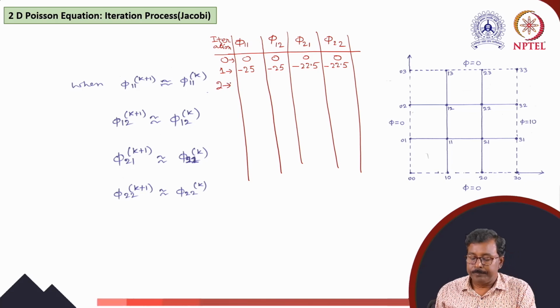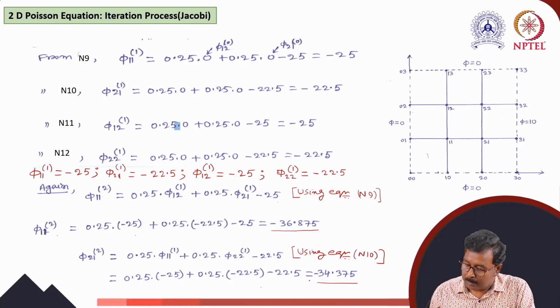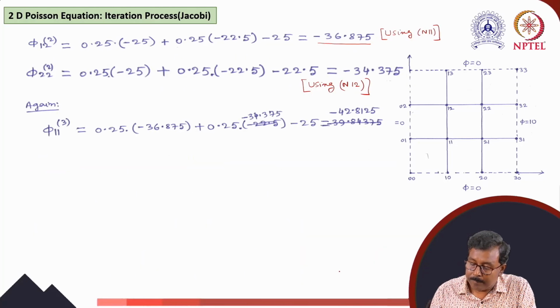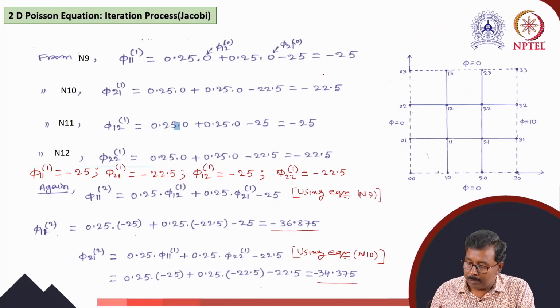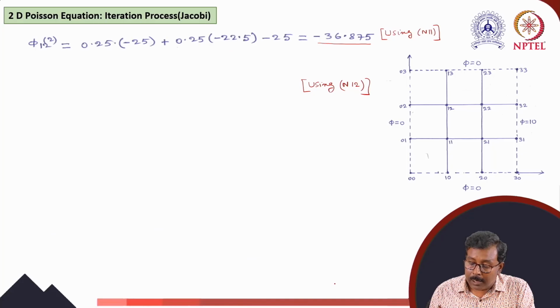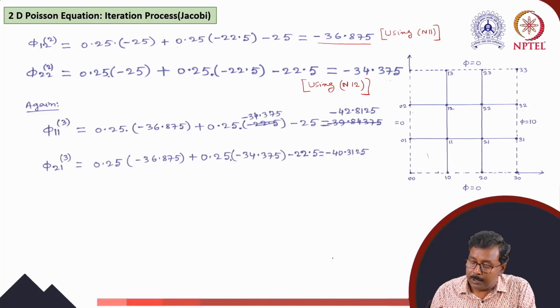Iteration number 2: phi 1 1 is minus 36.875, phi 2 1 is minus 34.375, and the other values, phi 1 2 and phi 2 2, are minus 36.875 and minus 34.375, same values repeating.